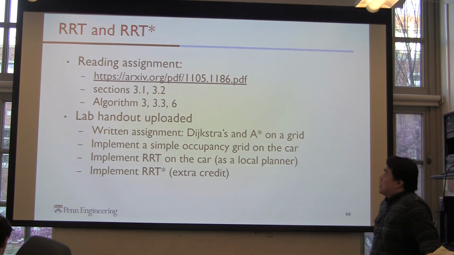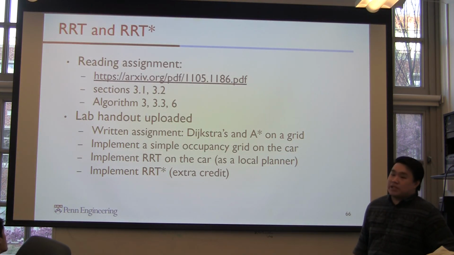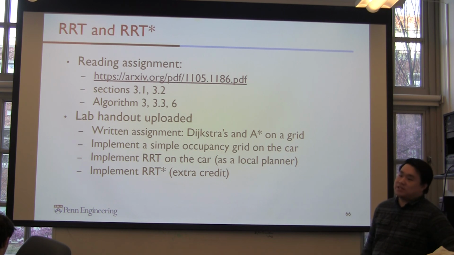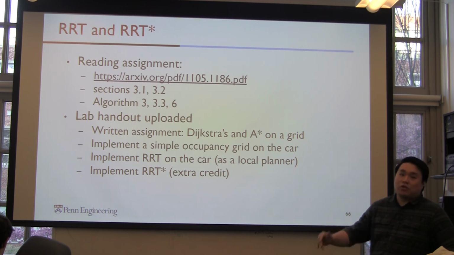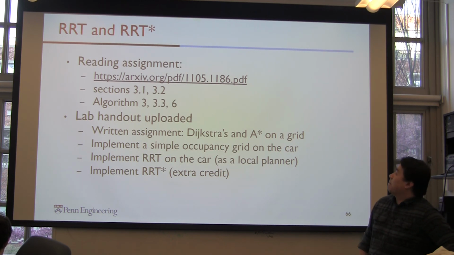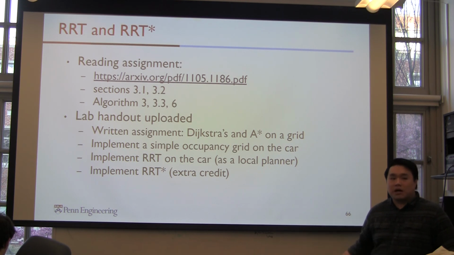So, reading assignment. This is a paper on the analysis of optimality and completeness of these sampling-based algorithms. It's a really good paper if you want to read the whole paper. There are some really good insights in it. So sections 3.1, 3.2, and these three algorithms are how they modify RRT to become RRT star.